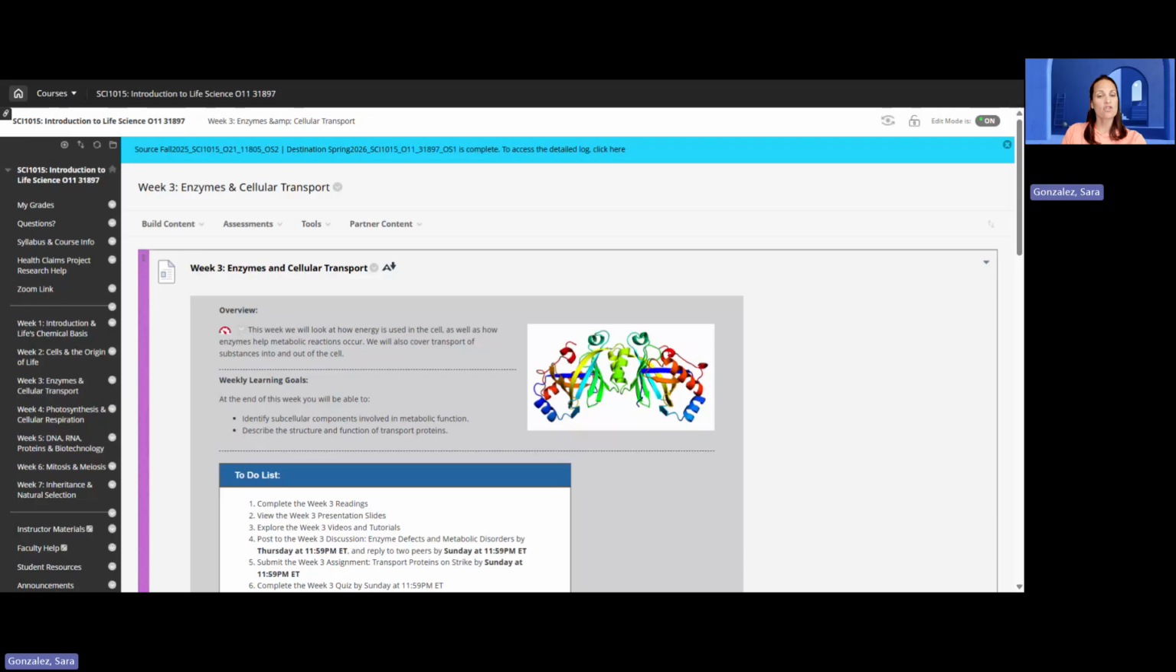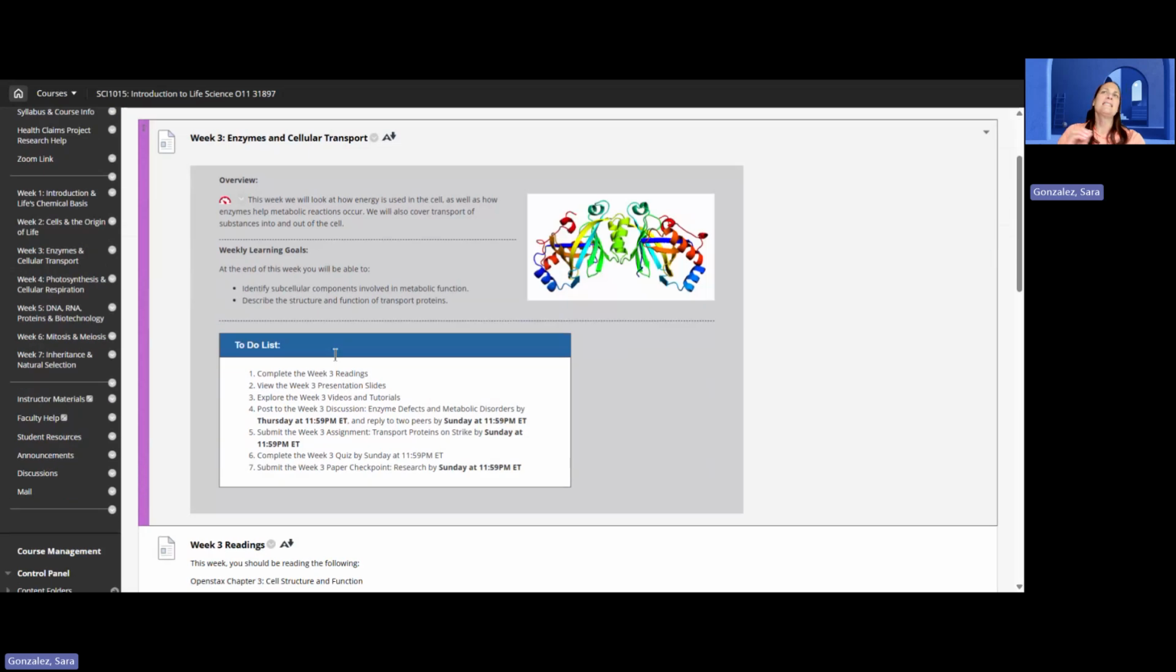So week 1, again, we introduced the scientific method. We looked at some very basic things with life sciences and chemical basis here. Week 2, we went into cells and some of the organelles and the origins of life. Everyone did a great job in their discussion. And then week 3, we're going to go a little bit deeper into enzymes and cellular transport.